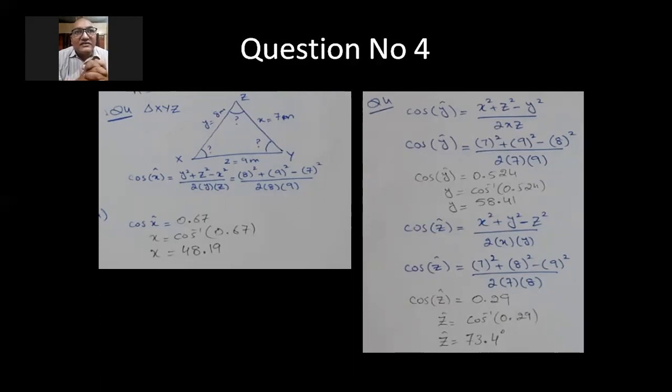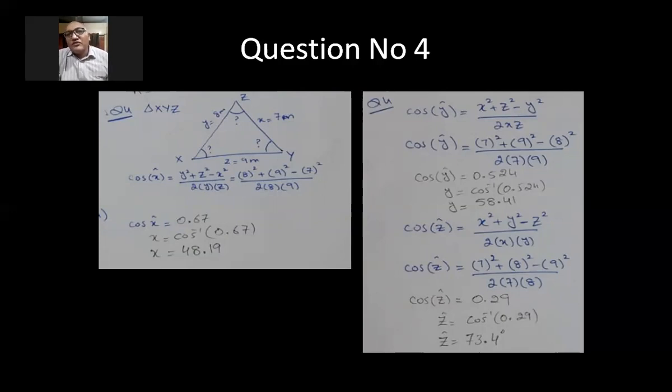So the three sides of this triangle are given, and the question is to find all three internal angles. When the three sides are given and you want to find an angle, choose an angle. For example, I want to know this angle X. The formula will be y square plus z square minus x square divided by 2 into y into z. Just substitute the values in your calculator. You will write 8 square plus 9 square minus 7 square equals, divided by 2, divided by 8, divided by 9, equals. You will get 0.67.